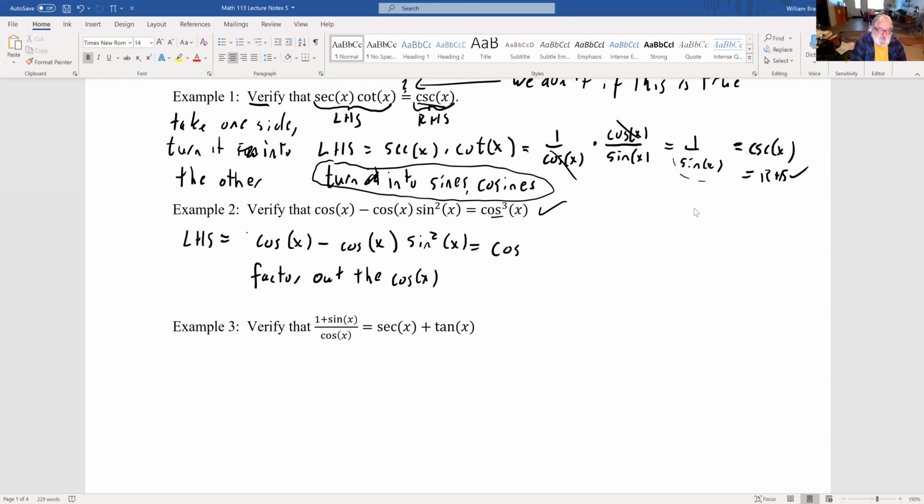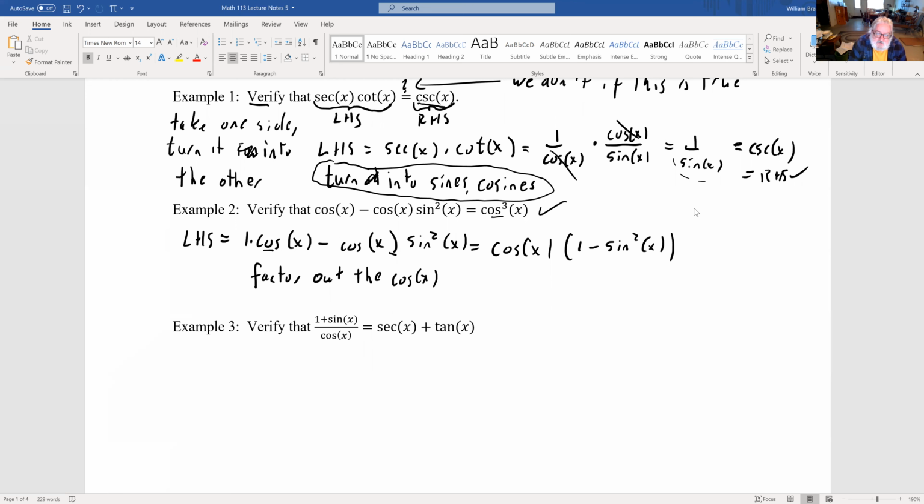Remember that this cosine x here, that's 1 times cosine x. So when I factor out a cosine x out of this term and out of this term, we'll be left with a 1 minus sine squared x. That's my left-hand side.